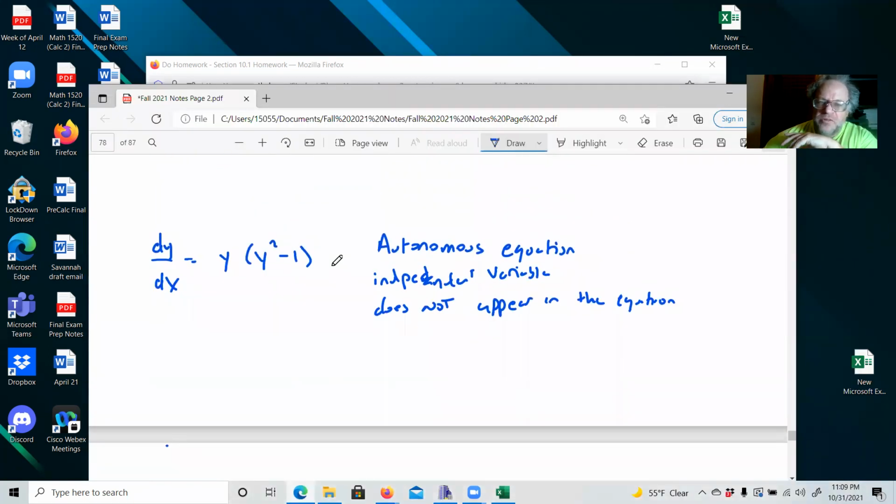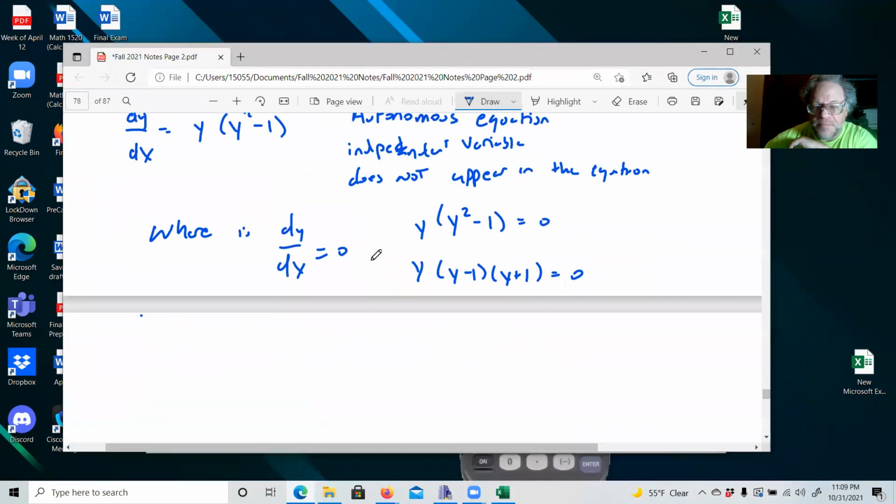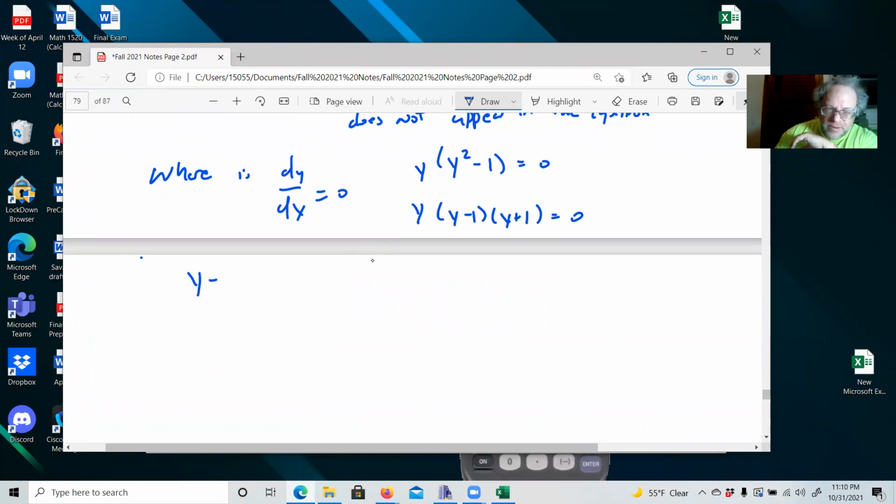So they want to know some stuff like where are the stable points. That is where dy by dx is not changing. It's 0. So where is dy by dx equal to 0? We're going to do y times (y squared minus 1) equals 0, so y times (y minus 1)(y plus 1) equals 0. So y equals 0, y equals 1, or y equals negative 1.